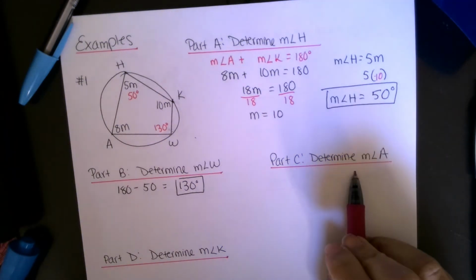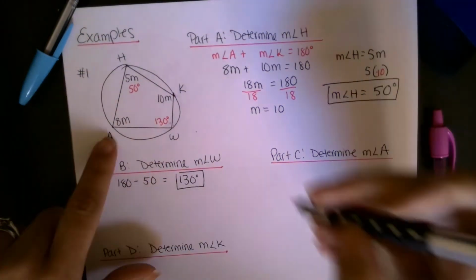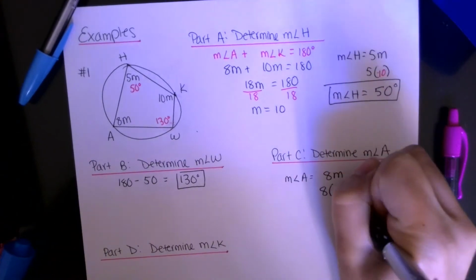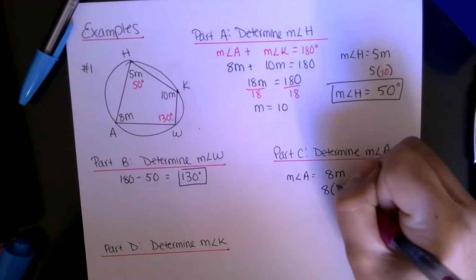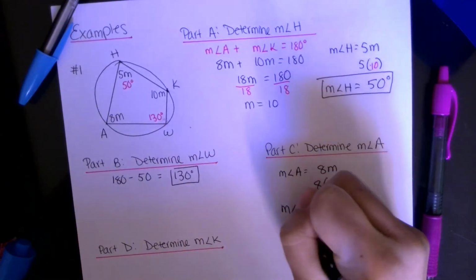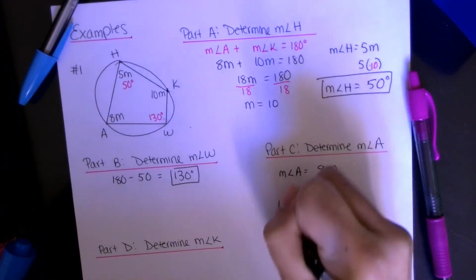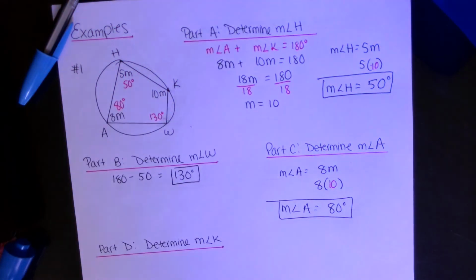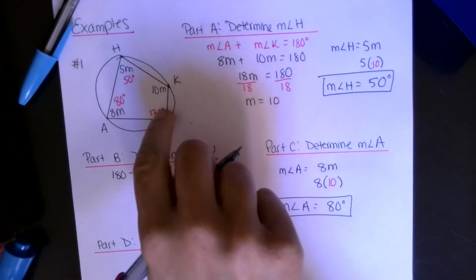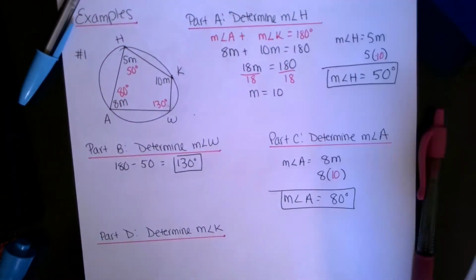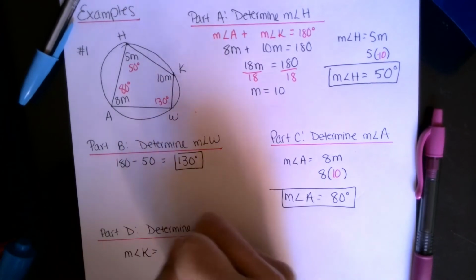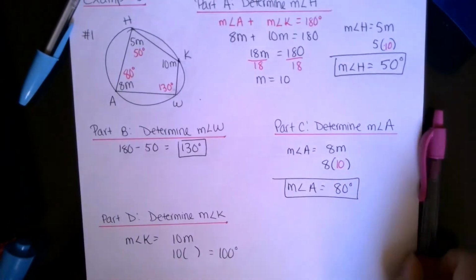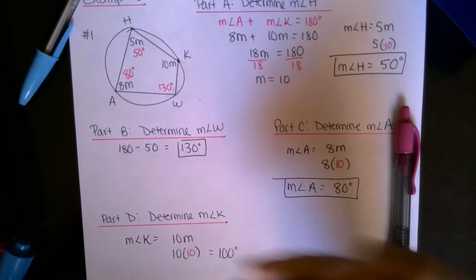Now to find the measure of angle A, you're just going to plug it in. The measure of angle A was 8m, so it's just 8 times your m value, which we found was 10. So that means the measure of angle A is 80 degrees. So this is 80. And for K, all you do is plug in 10 times m, so it's 10 times 10, and that gives you 100. So that's 100.